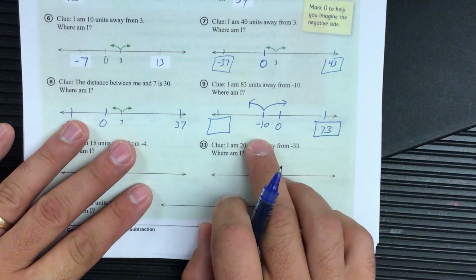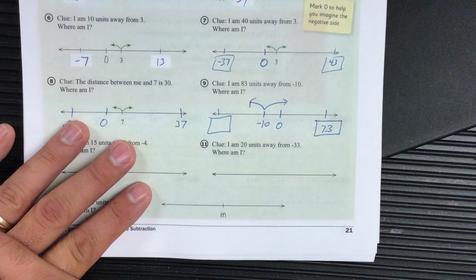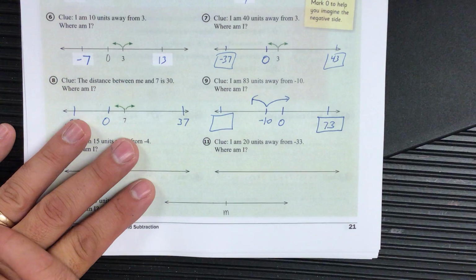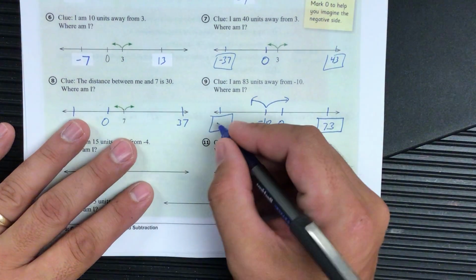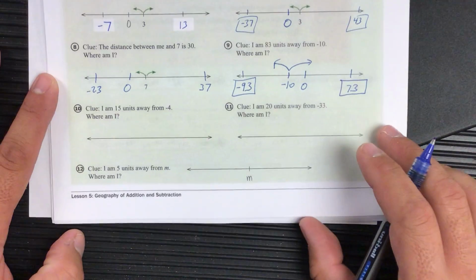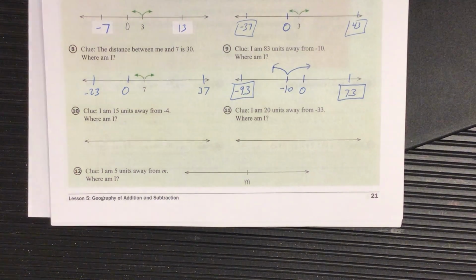Kira, you're negative 10 in your bank account, and you spend another $83. Negative. Very good. All right, why don't you try 10 and 11, please? Same thing we just got done doing. Put 0 on there. Find bigger and smaller.